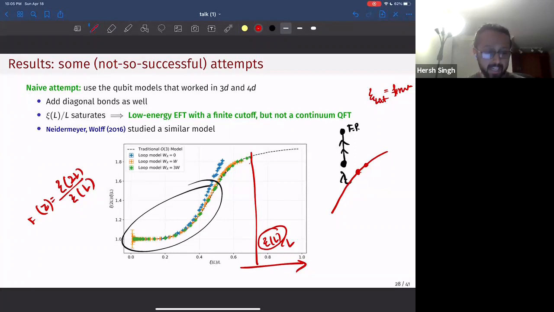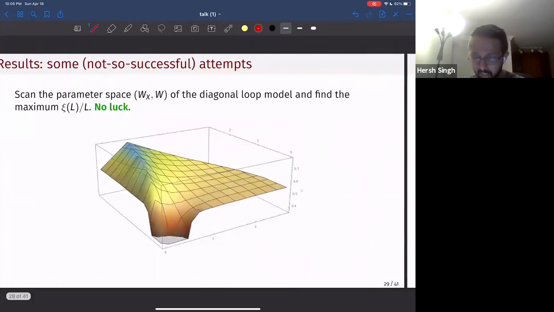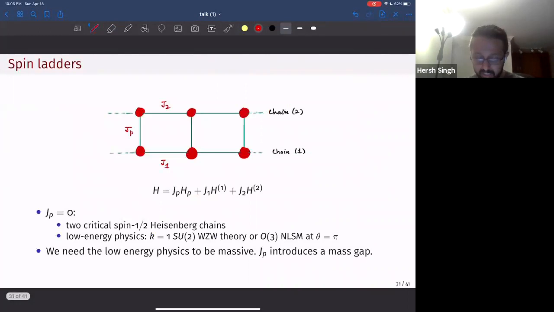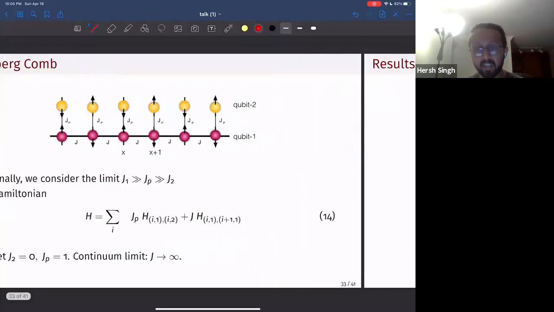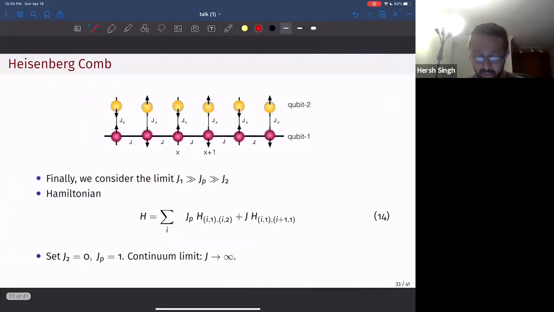So yeah, since I'm out of time, let's skip all of this. Let me just say that we tried a whole bunch of things. In a lot of these cases, you get the right IR physics, but are not able to get the UV physics in the same way. And finally, we tried this model, which we call the Heisenberg Co. This is a spin half model where you have this chain, and then at every site you have it coupled with another qubit.